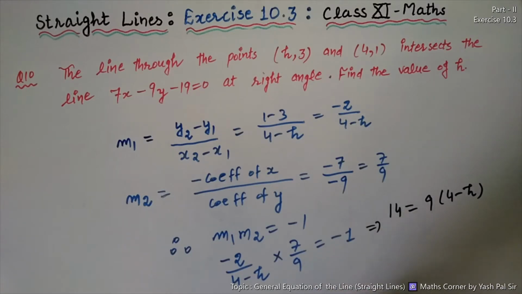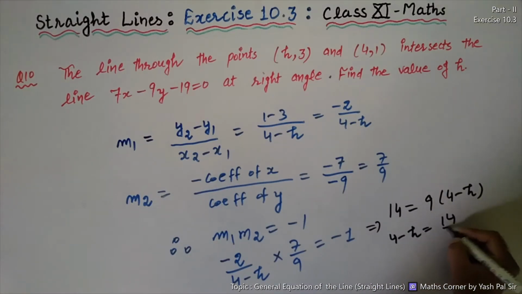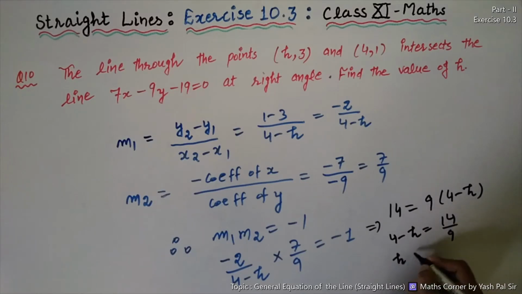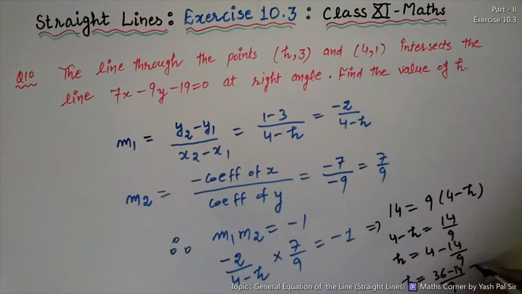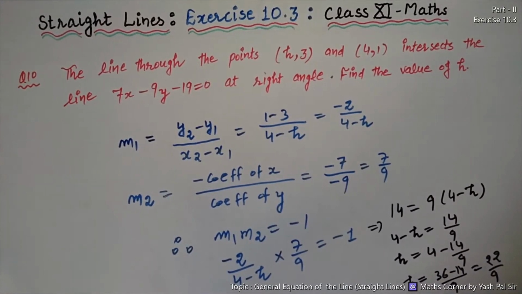7 into 2, 14, right? We have 4 minus h is equal to 14 upon 9. That means h is equal to 4 minus 14 upon 9. So we have h is equal to (9 into 4, 36, minus 14) upon 9, which is equal to 22 upon 9, is the value of h. Now what is the next question?